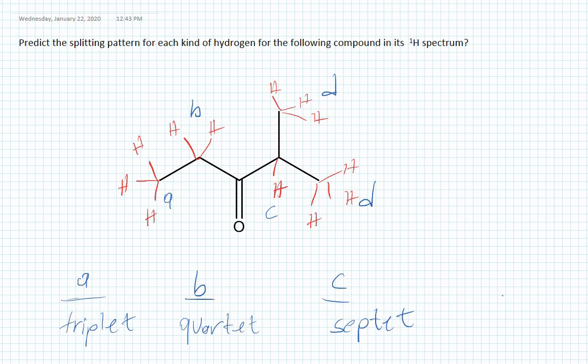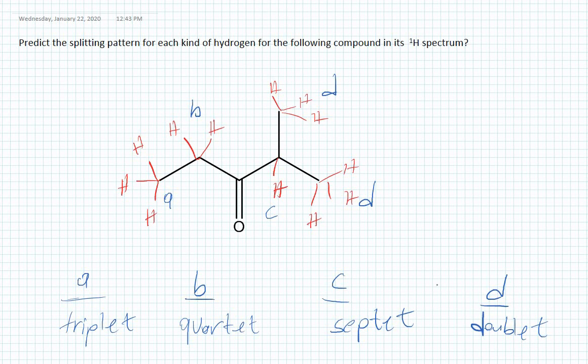Then the last one, D. So this set and this set are equivalent, so we just use one of them to check the splitting pattern. Since these 3 hydrogens have just one neighboring hydrogen, proton, they will appear as 1 plus 1 is 2, a doublet.